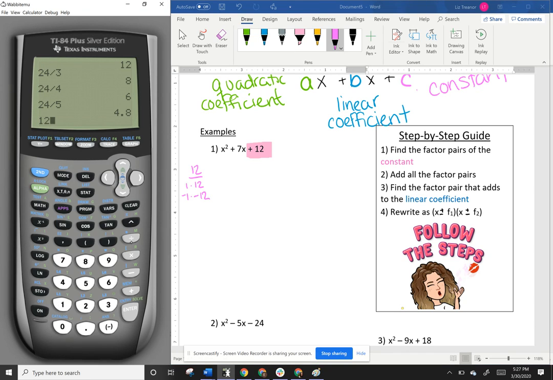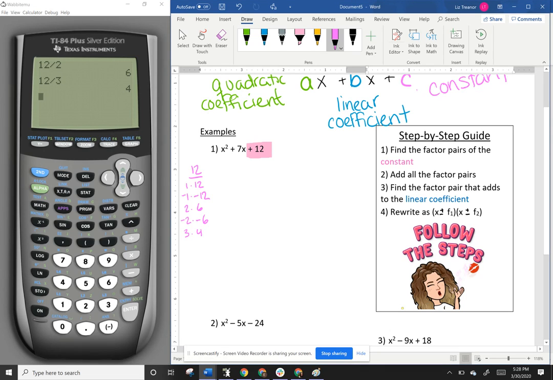Okay, and if it helps, I would just divide the constant by a bunch of numbers going up. So let's go up to 2. 12 divided by 2 is 6. So we also know that 2 times 6 is 12, and negative 2 times negative 6 is 12. Do 12 divided by 3, and we get 4. So we have positive 3 times positive 4, and negative 3 times negative 4. Okay, and there's no reason to go up to 4 because we're just going to get 3 and we're going to end up going backwards.